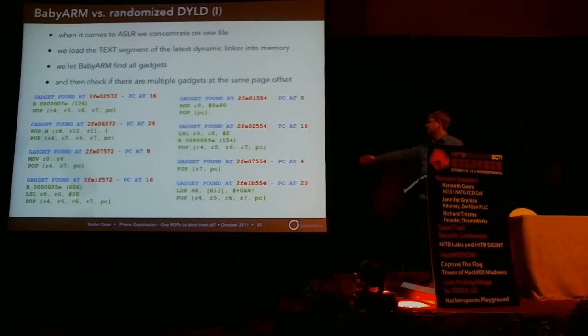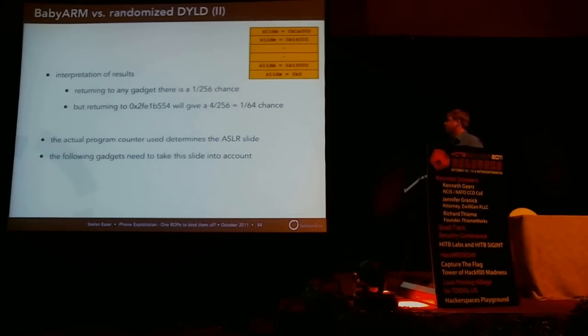The difference is on the left side, basically it takes the program counter from 3 different addresses, and here it takes it from 4 different. So this is a better case. And what does this mean now? When you jump to a gadget inside the dynamic linker, you have a 1 in 256 chance to actually hit the gadget that you wanted to hit.